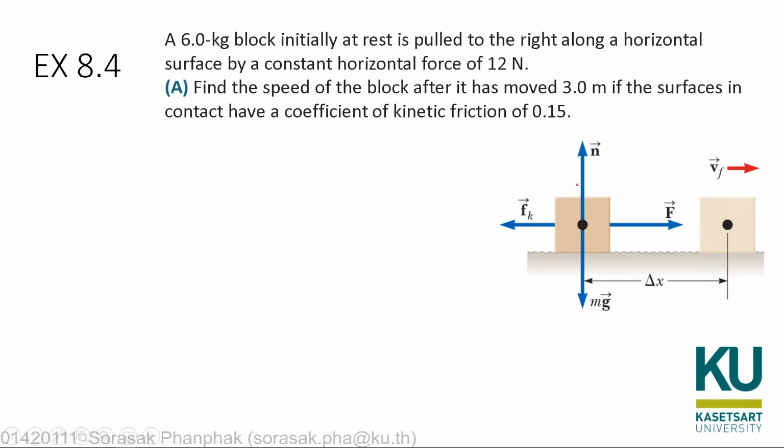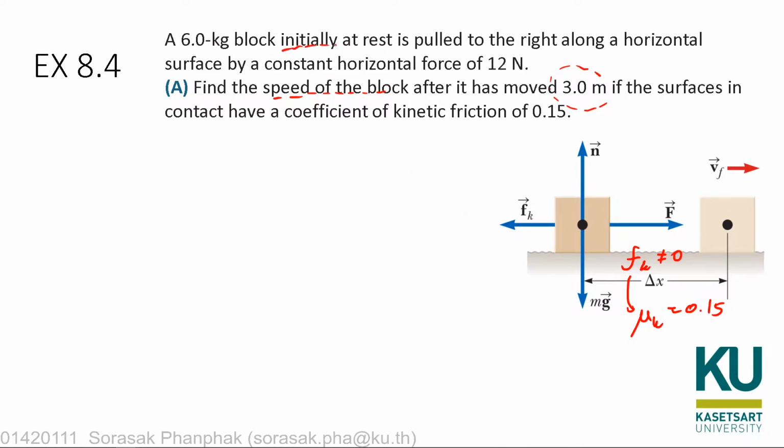Okay, so now let's look at this problem. You have a system where you would like to determine the speed of this block after it has moved 3 meters on the surface, and this surface has friction. So now kinetic friction is not equal to 0. You have mu k equal to 0.15 in this scenario. How can you determine the change of the velocity?